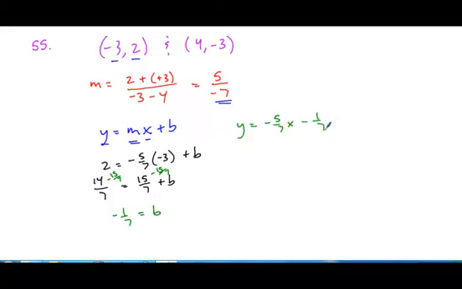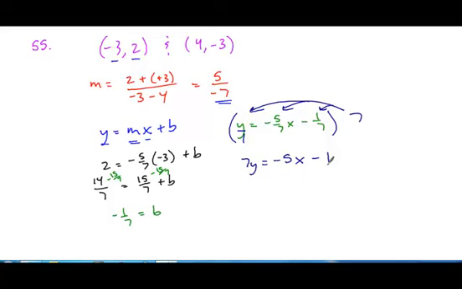So this is slope-intercept form. In order for me to convert this into standard form, what I'm going to need to do is get rid of my fractions. So I'm going to multiply every single term by the LCD of all the denominators. So I have a 1, a 7, and a 7. So I'm going to multiply every term by 7. That'll get rid of my fractions, giving me 7y is equal to negative 5x minus 1.